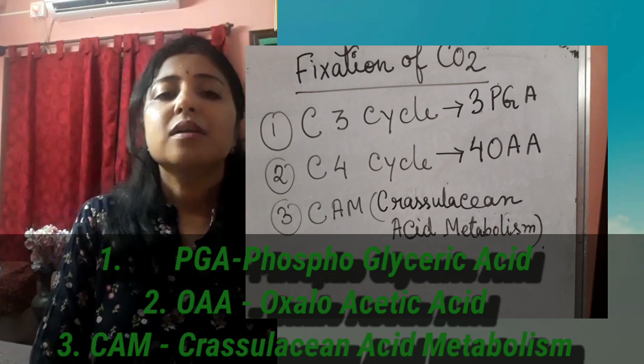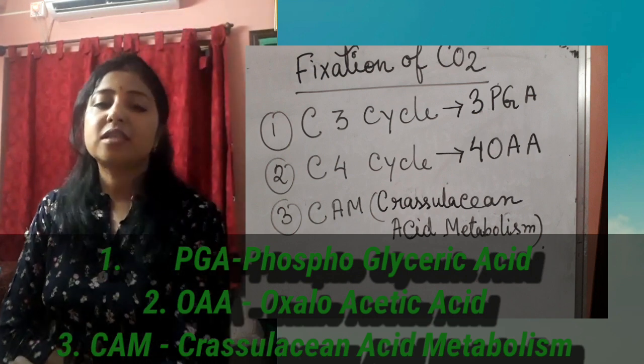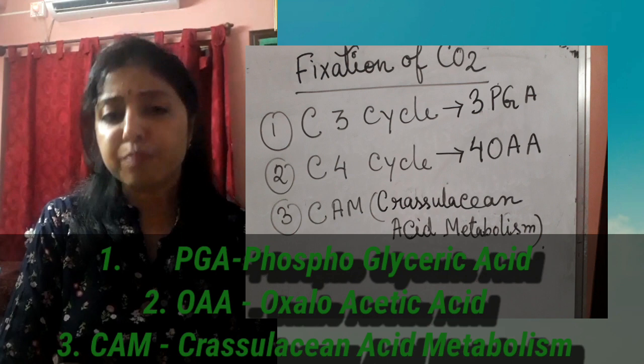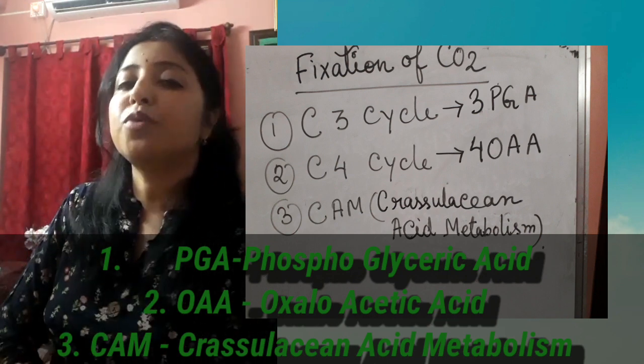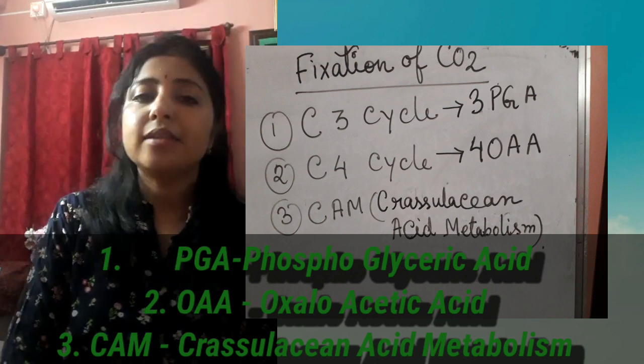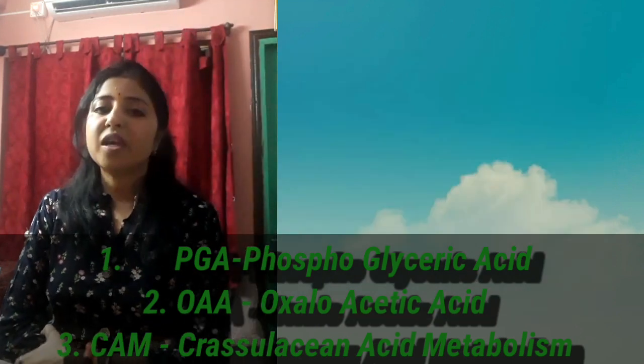Some kinds of plants, for example the plants under the family Crassulaceae, show this process. Clear? As an example of one plant, the Opuntia plant, a cactus plant, we can see this process. Here the photosynthesis happens during night. But today's topic is the C3 cycle. The others will be discussed later.